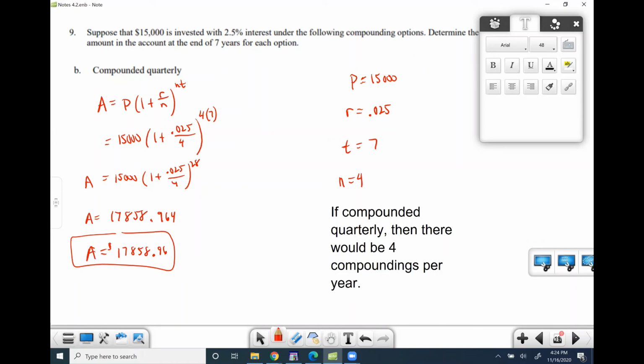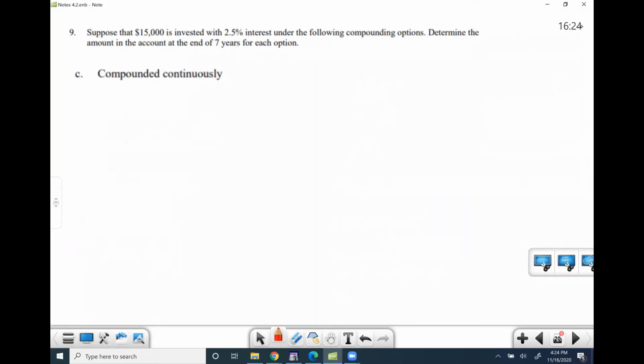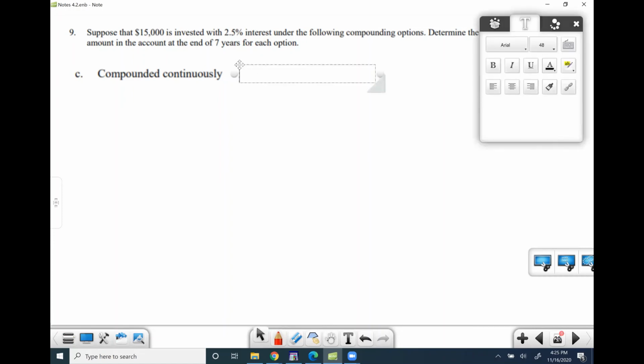I'll take it. Okay. Now this next one is going to up the number of compoundings to infinity. That's what it means when somebody says compounded continuously. That's not even daily. Daily was 365. Continuously means we let the number of compoundings per year go to infinity. And in Calc 2, we actually proved the formula. We just did that the other day in my Calc 2 class. This means the number of compoundings per year is actually infinity.